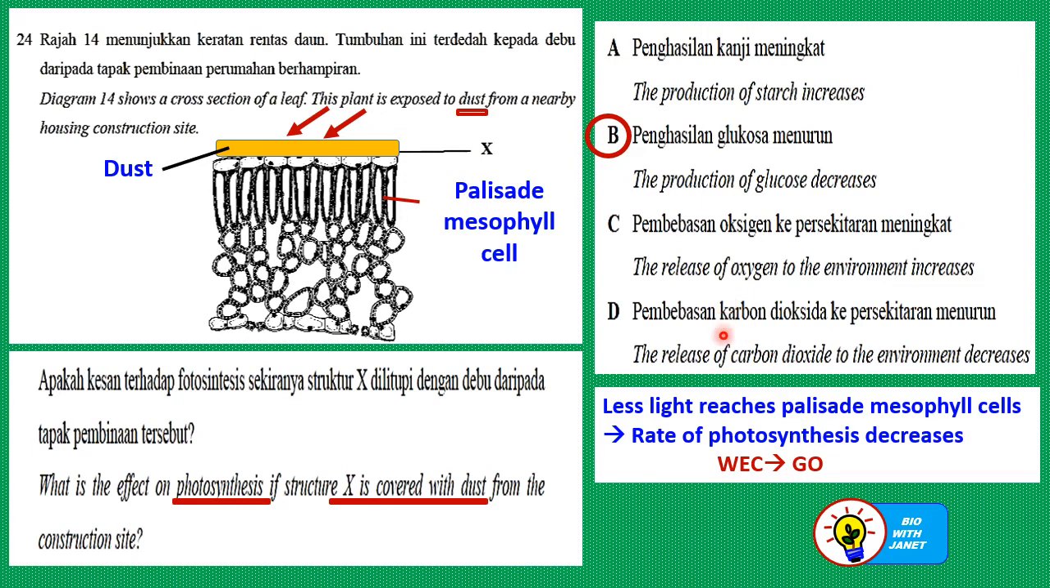The release of oxygen to the environment increases. No, as we can see from the equation here, oxygen is a byproduct of photosynthesis. It should decrease, right? The amount of oxygen released should decrease because the rate of photosynthesis decreases. So it should be decreases, so it's wrong. D, the release of carbon dioxide to the environment decreases. Now carbon dioxide is not a byproduct of photosynthesis. It is a substrate, right? So there's no release of carbon dioxide. So this answer is wrong. So the answer is B.